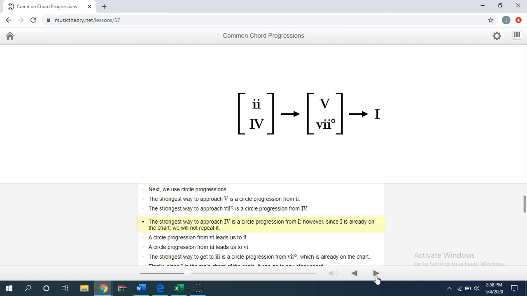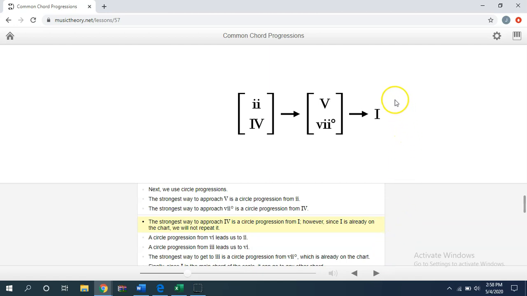The strongest way to approach a 4 is also from a 1. Going 1 to 4 is really common. In fact, that's the way they do it in 12-bar blues, which we've experienced a little bit in jazz band and in band. The strongest way to approach a 4 is a circle progression from 1.